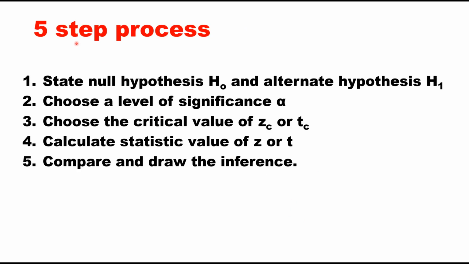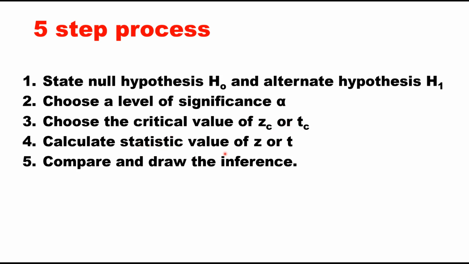So it is a 5-step process. The first step is to state the null hypothesis H0 and the alternate hypothesis H1. Then choose a level of significance alpha. It can be 5% or 10%. Then choose the critical value of Z parameter or T parameter.